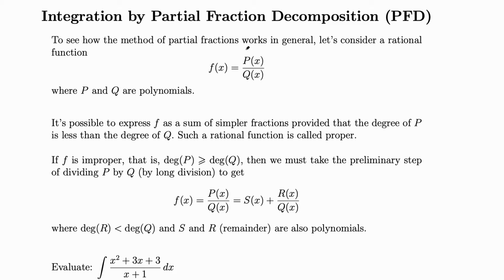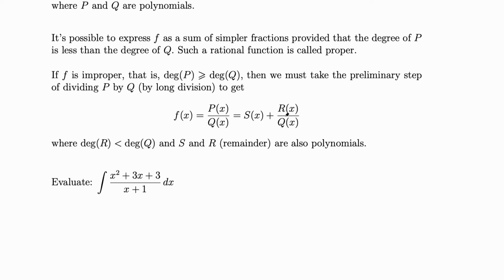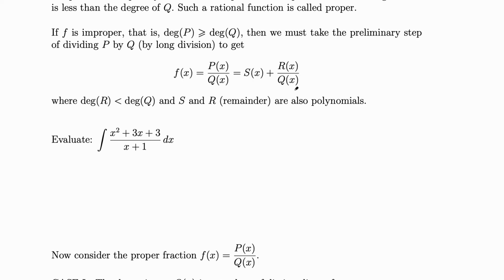If the degree of the top is bigger than or equal to the degree of the bottom, then we first need to divide the top by the bottom by long division to write it in this form. So we'll have some quotient plus remainder over this q. In this case, this becomes proper. That means the degree of the top is less than the degree of the bottom. Something like this. If we are asked to evaluate this fraction, this is a degree 2 polynomial over a degree 1 polynomial.